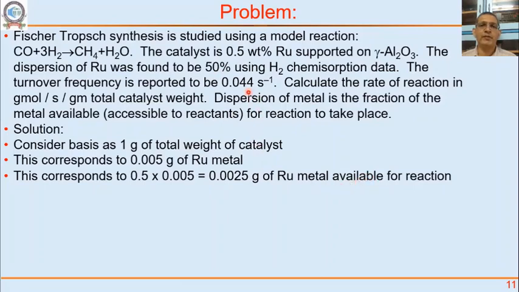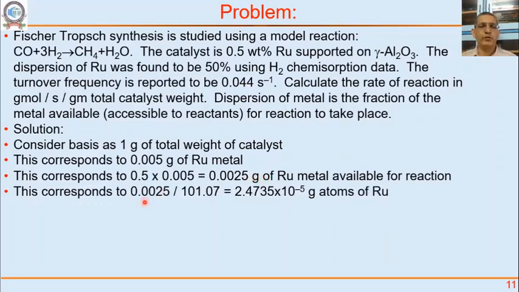What is the turnover frequency? 0.044 per second. So I'll have to convert this into kilo atoms or kilomoles of ruthenium, if you like. So ruthenium atomic weight we will need. So this corresponds to 0.0025 divided by 101.07, which is 2.4735 into 10 raised to minus 5 gram atoms of ruthenium.